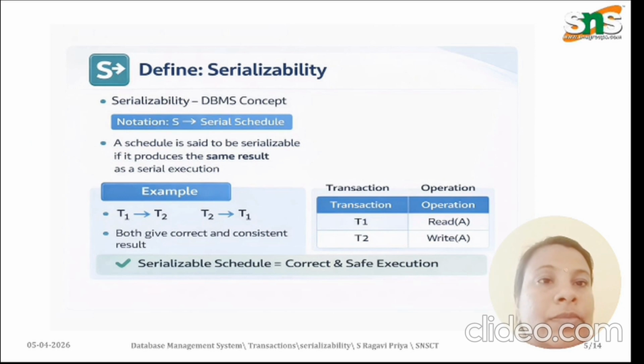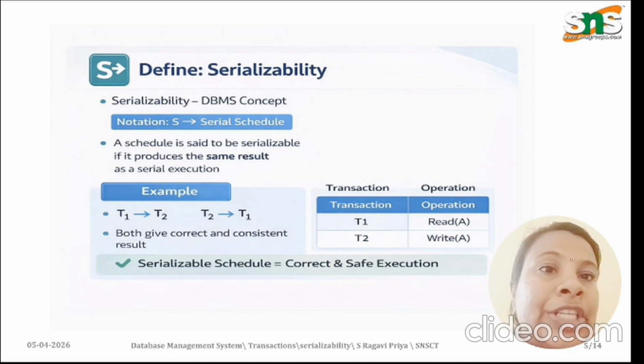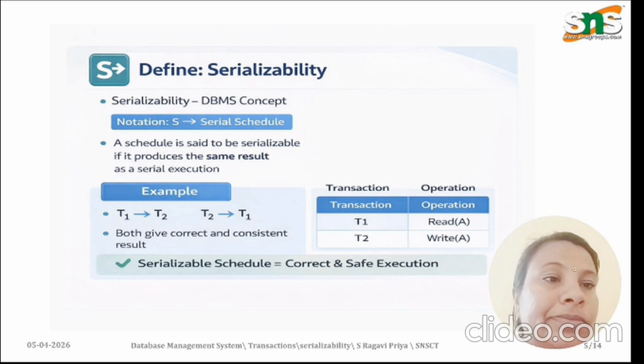So define serializability. Notation: S tends to serial schedule. A schedule is said to be serializable if it produces the same result as a serial execution. For example, T1 then T2, or T2 then T1. Both give correct and consistent results. So both should be the same, and only then do we call it a serializable schedule. Consider this transaction as an example. A serializable schedule means there will be a correct and safe transaction execution.